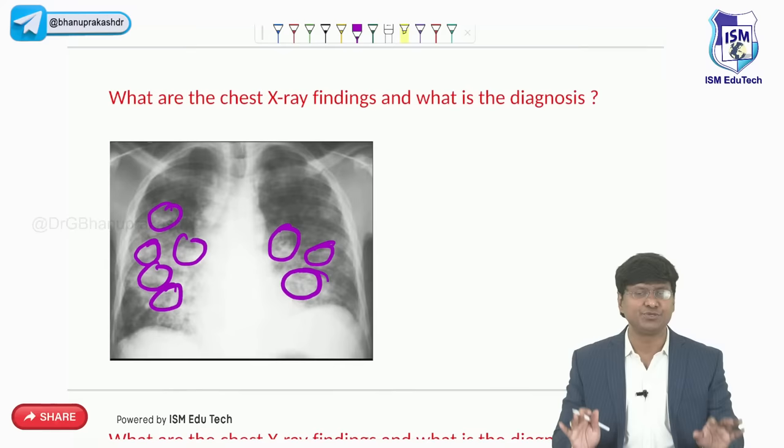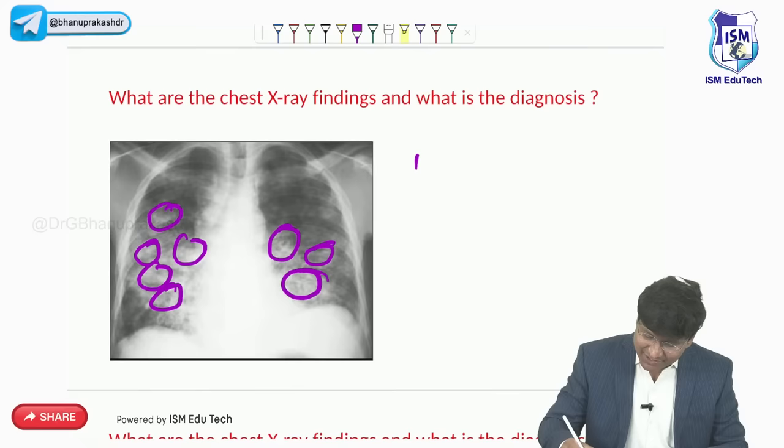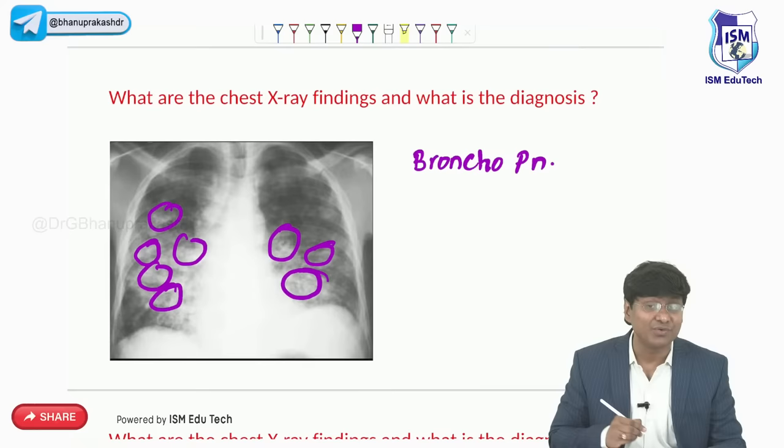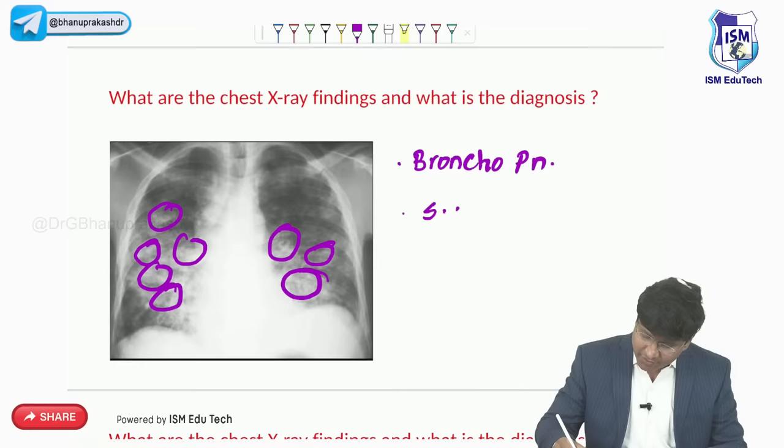And where will you come across this? You will come across this in case of bronchopneumonia. And in case of bronchopneumonia, what is the most common organism? The most common organism that is causing bronchopneumonia will be your Staph aureus. Okay, next. I'll show you one more x-ray.